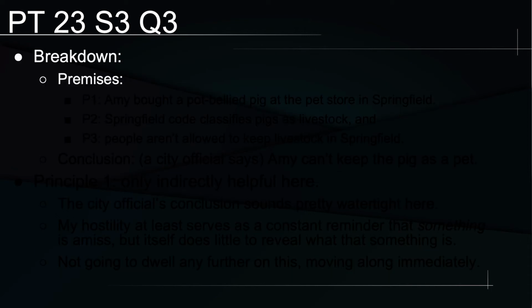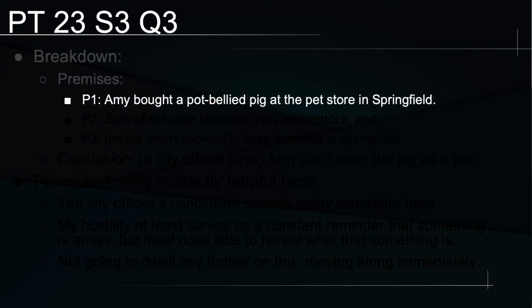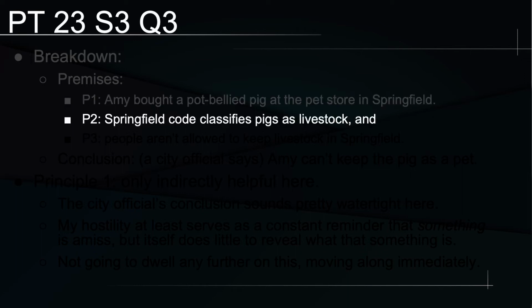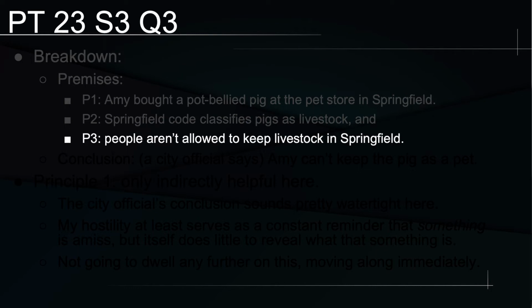So as we always do here on the channel, I'll start my breakdown of the stimulus with the premises. And so I see 3 of them here. Premise number 1 is that Amy bought a pot-bellied pig at the pet store in Springfield. Premise number 2 is that Springfield Code classifies pigs as livestock. And premise number 3 is that people are not allowed to keep livestock in Springfield. So that's all I see in terms of the premises that this argument is based on.